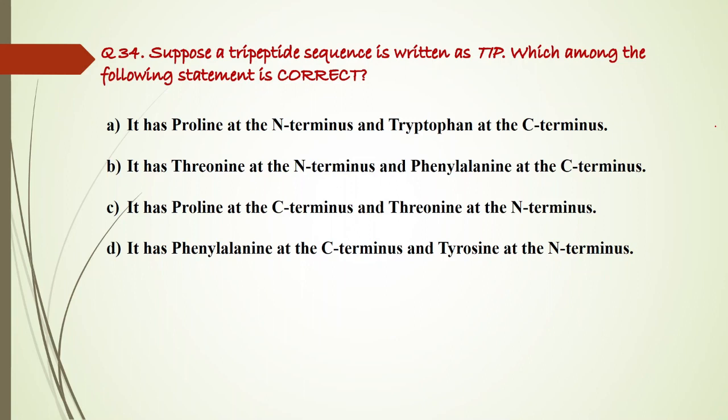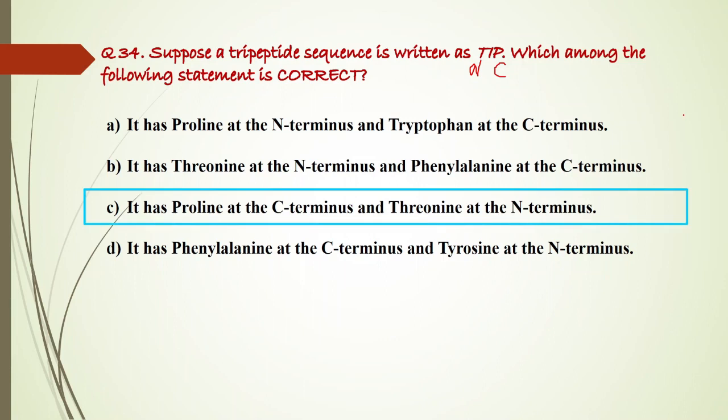So you already know that any peptide sequence we see starts from the N terminal and ends at the C terminal. So our correct statement should be C, where it states that proline is at the C terminus. Yes, proline is at the C terminus, and threonine is at the N terminus. Yes, threonine is at the N terminus, and this option is correct. You all will be able to answer that.